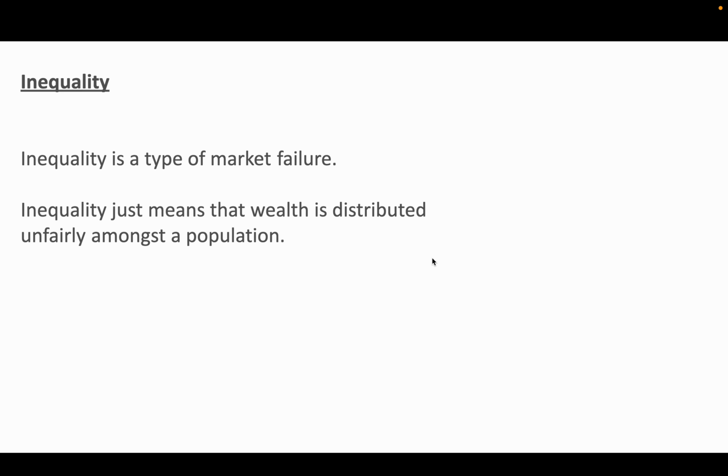Today we're going to be going over the Gini coefficient, the Lorenz curve, and general inequality. Now, inequality is a type of market failure. A market failure is simply a failing in capitalism, something that capitalism doesn't necessarily provide or cause, and it's one of the issues regarding capitalism. Inequality just means that wealth is distributed unfairly across a population.